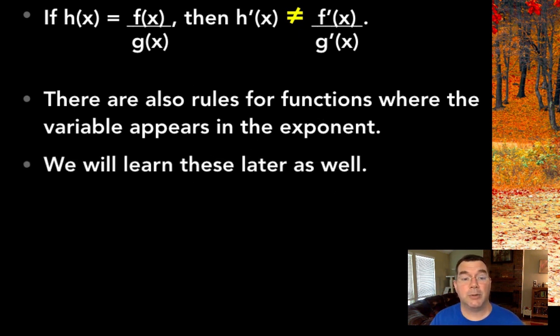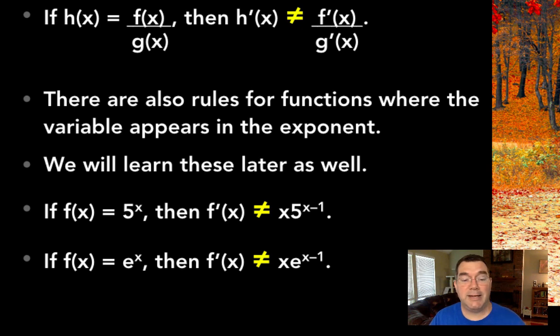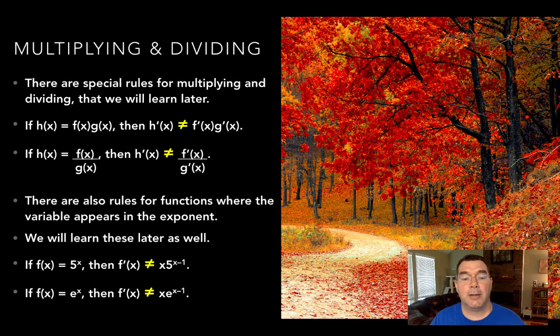So don't try and make up your own rules for that. We will learn those rules. So if instead of x to the fifth, I have 5 to the x, I can't follow that same rule and come up with something like x times 5 to the x minus 1. Similarly, if I have e to the x, I can't treat that like x to the e and come up with some function that follows a rule that actually doesn't apply. Okay, but we will go over those rules eventually in this chapter, but for now, those are the rules you need to know.